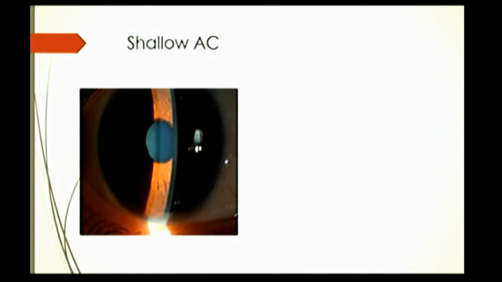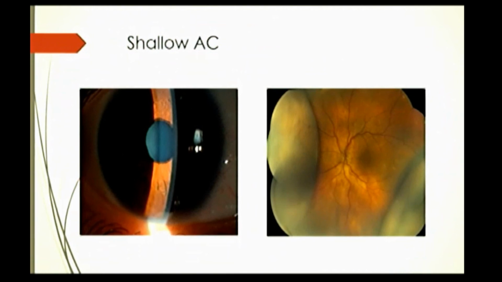Now to more serious complication. So this external photo showing the eye. The AC looks slightly shallow, but we need to examine the slit beam to make sure. From this, what's the IOP of the patient? Low IOP here also.